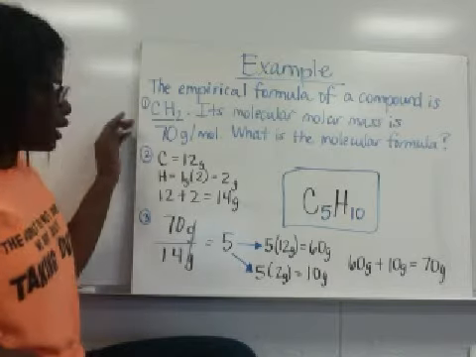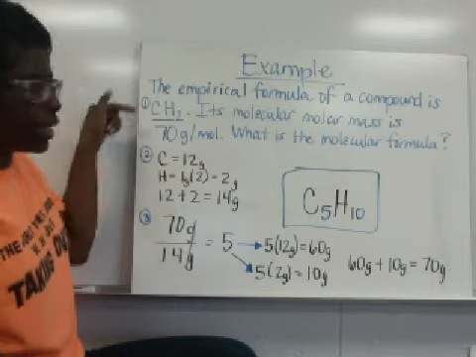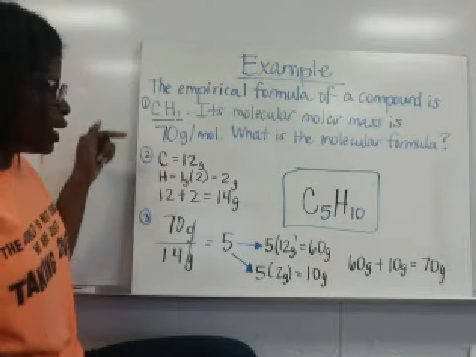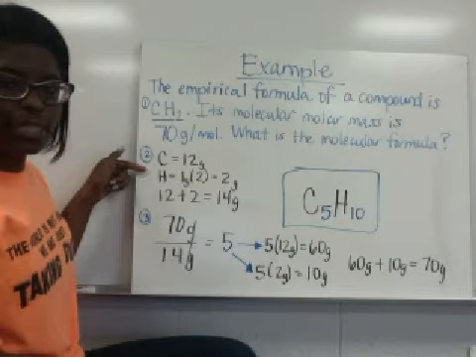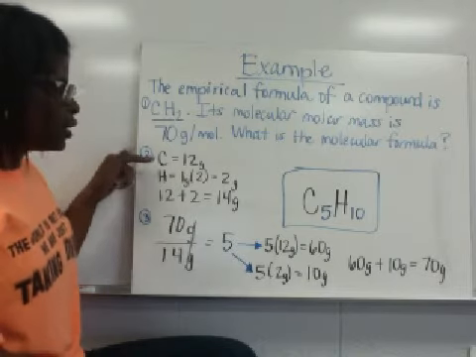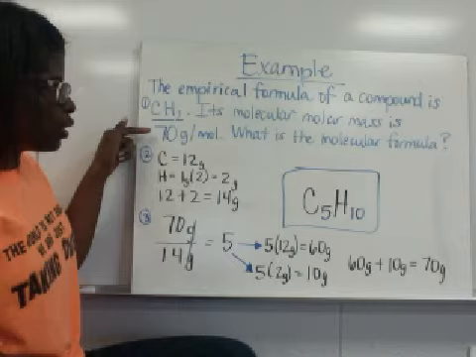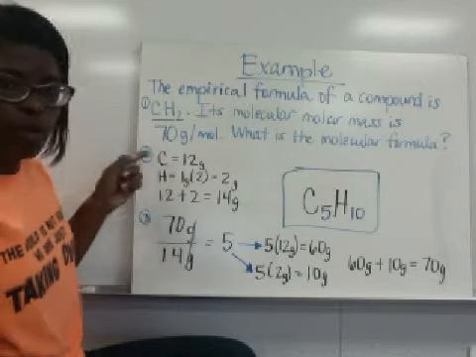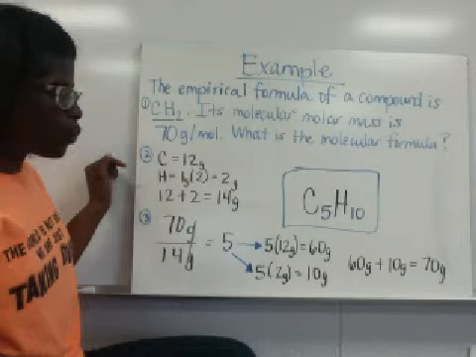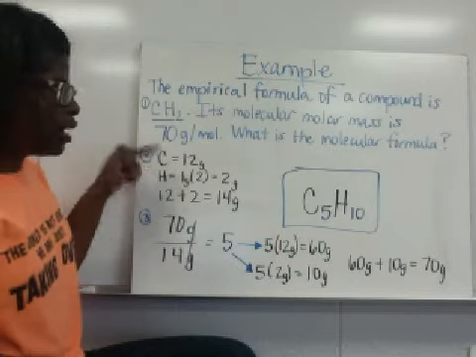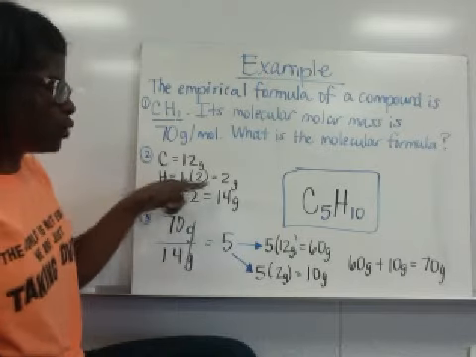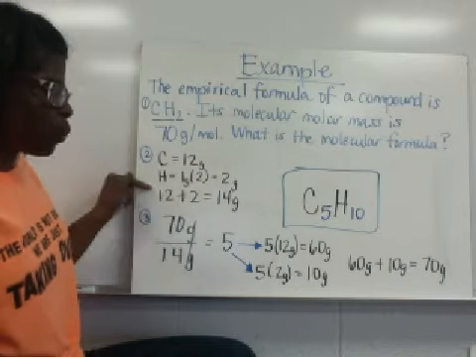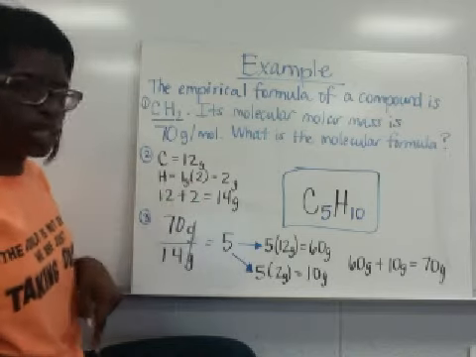So step 1, we identify what the empirical formula is, that's CH2. Step 2, we have to calculate the molar mass of the empirical formula. So they gave us the molar mass of the molecular formula. So carbon has a mass of 12. We only have 1 carbon, so just 12. Hydrogen has a mass of 1 gram. We have 2 hydrogens, so 1 times 2 is 2. We add up 12 plus 2 and that gives us 14 grams.